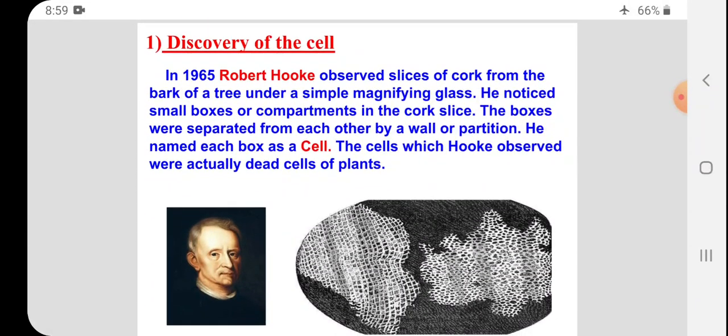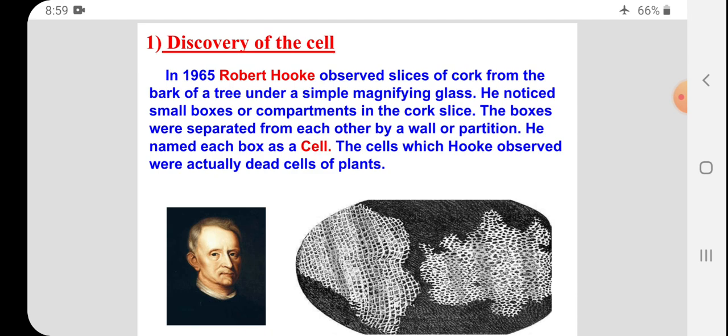Now, first of all, who discovered the cell? In 1665, Robert Hooke, you can see him in the picture, observed a slice of cork from the bark of a tree under a simple magnifying glass, because at that time there might not have been a proper microscope for research. He noticed small boxes or compartments in the cork slice. The boxes were separated from each other by a wall or partition.